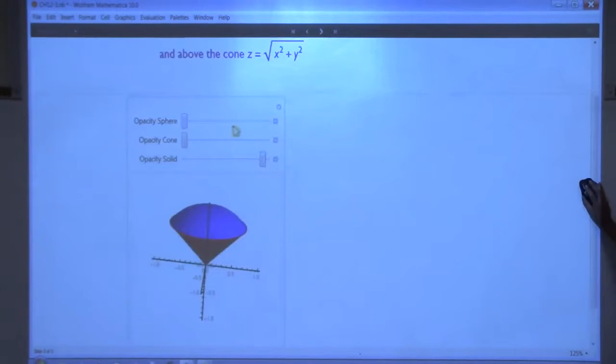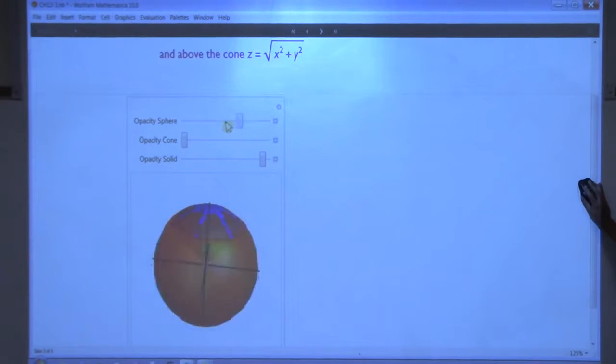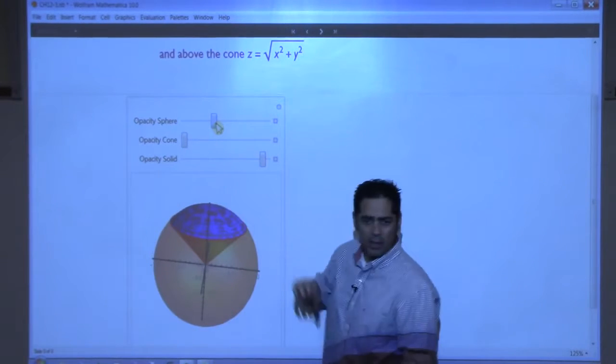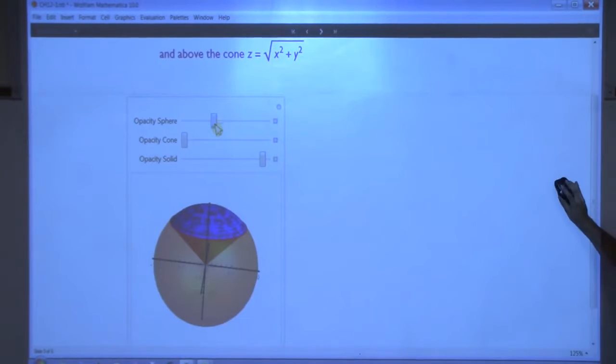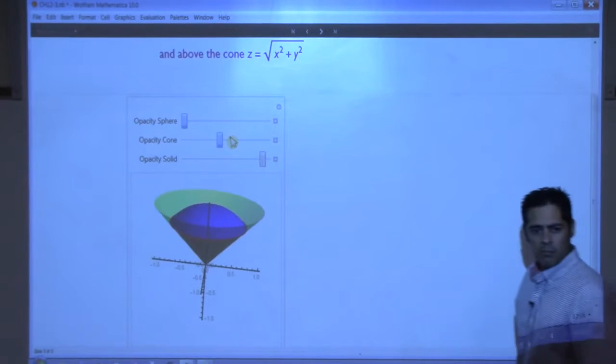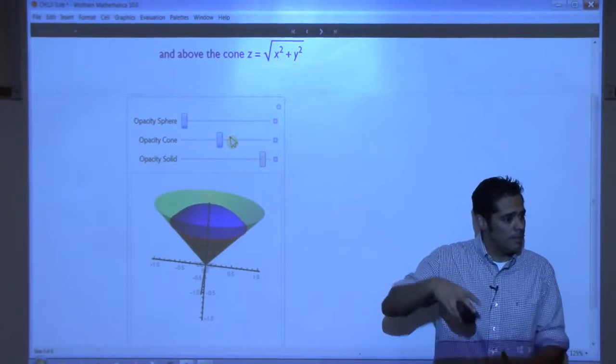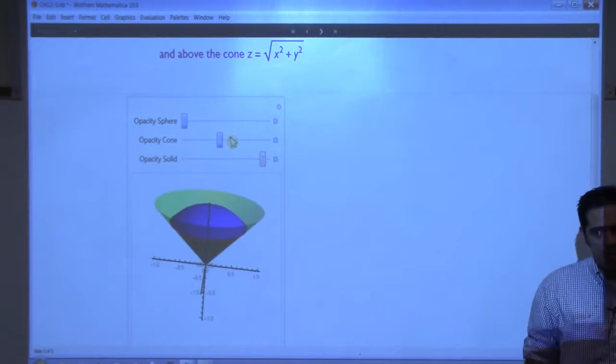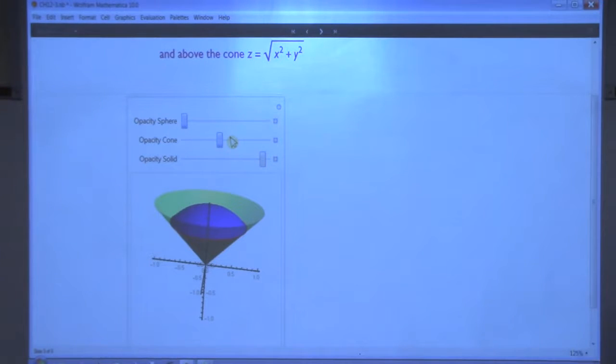Do you have a top cap? The top cap is created from the sphere, right? The bottom of that solid is created from the cone. So you have a top and a bottom, don't you? The question is, what's the region of integration?